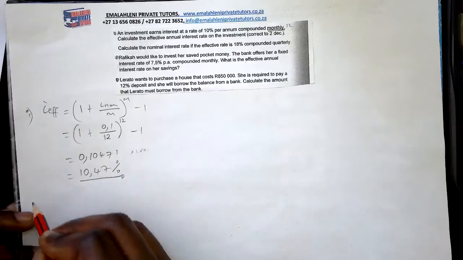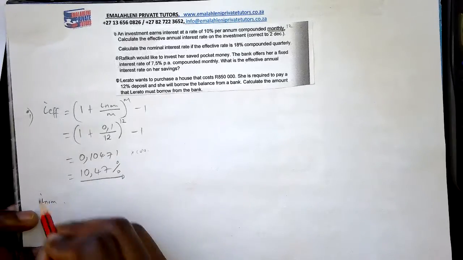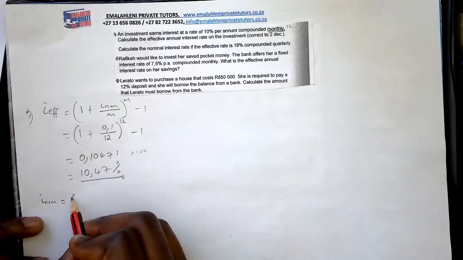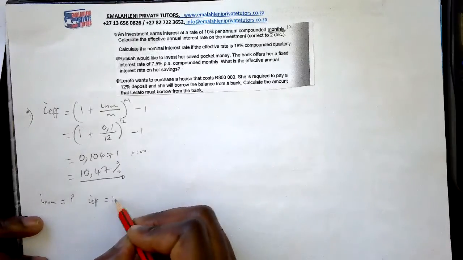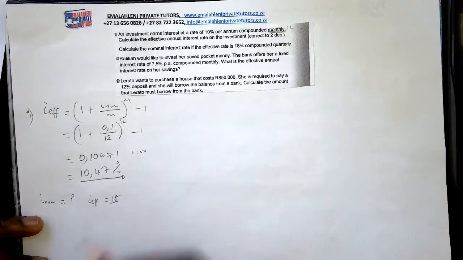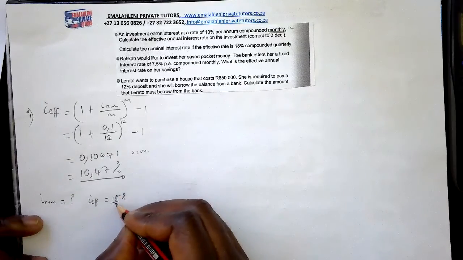So here what we are looking for is I nominal. I nominal is the one in question, but what is our I effective? I effective is 18%, 18 over 100, which is 18%. You can just put it like that.